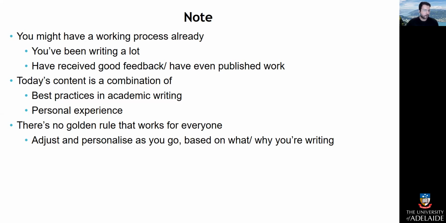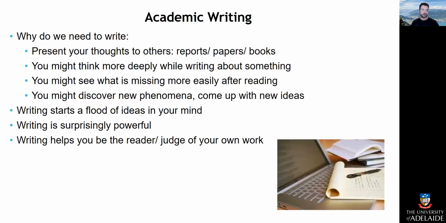So the things that we're going to talk about are best practices in academic writing, plus a bit of personal experience on how to write things in ways that turn out to give better results, based on some research and some personal experience. As I mentioned, there's no golden rule that works for everyone. I think it's always better to take these best practices and the processes that everyone talks about and modify them a little bit to your personal adjustments and preferences. Excuse me.